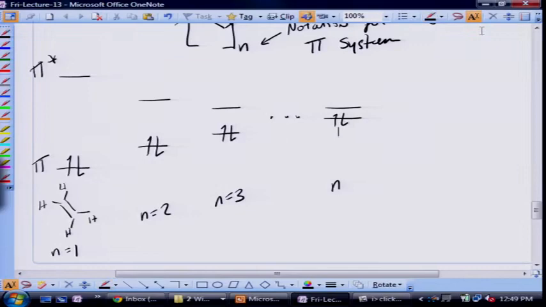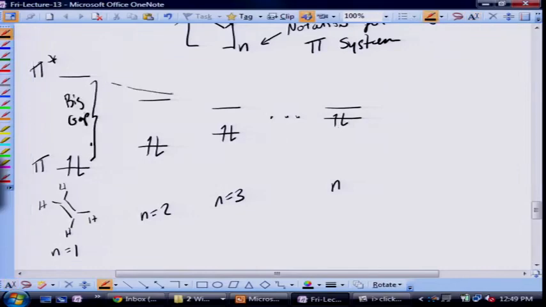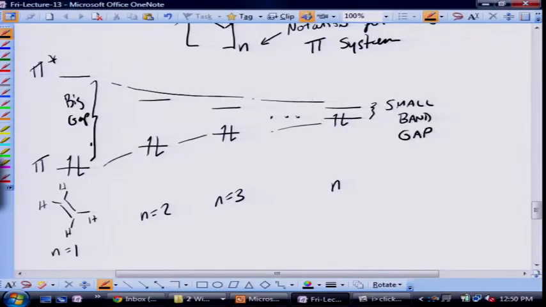When these interact with light, you can see that in this case I have a big band gap. And the gap size is shrinking, and now I have a small band gap. So as I increase the size of my molecular system by daisy chaining together double bond, single bond repeats, the band gap has shrunk.